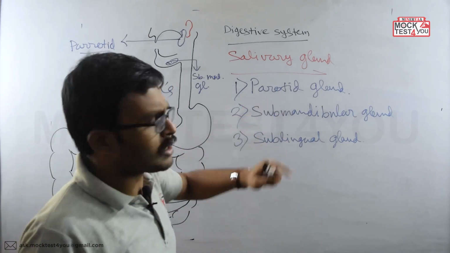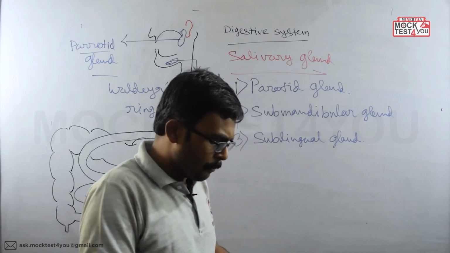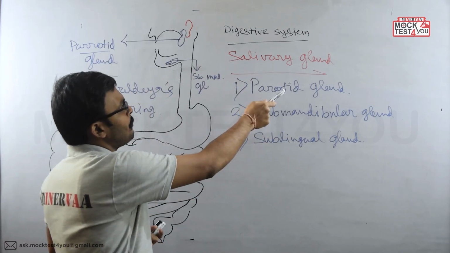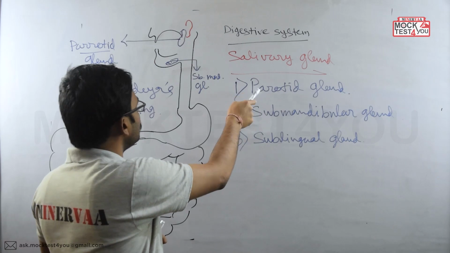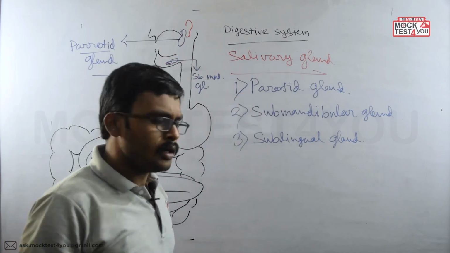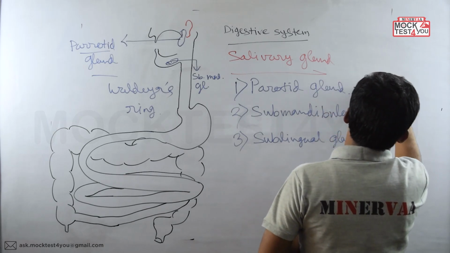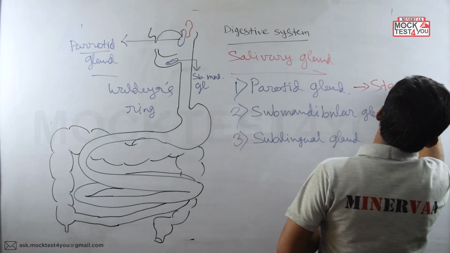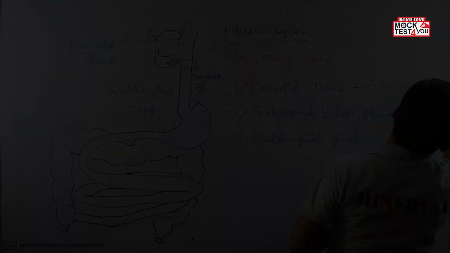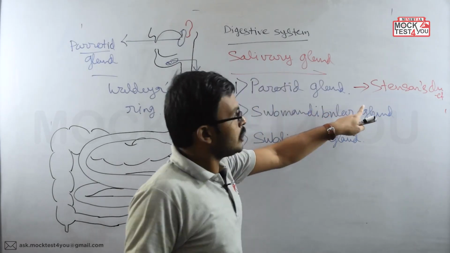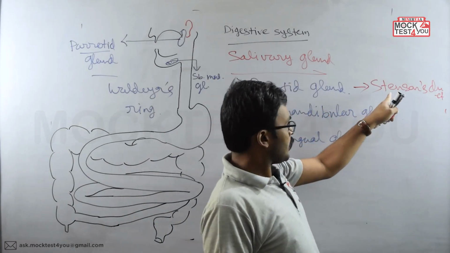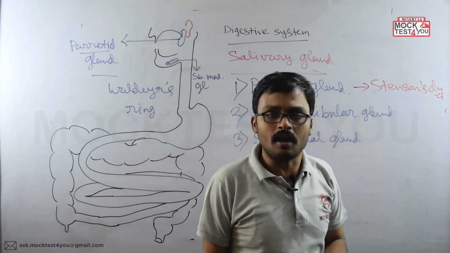And what is the name of that duct which is bringing the secretion of the parotid gland to the oral cavity? The name of the duct is Stenson's duct, okay? Stenson's duct. So the parotid gland is secreting its saliva through the Stenson's duct, okay?